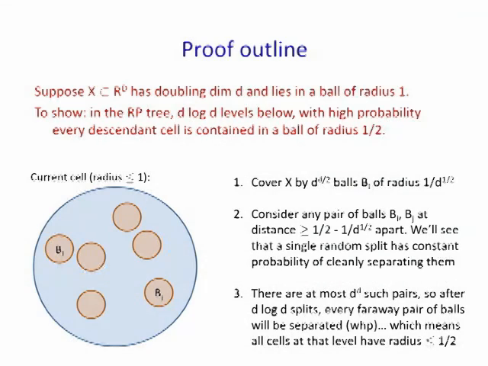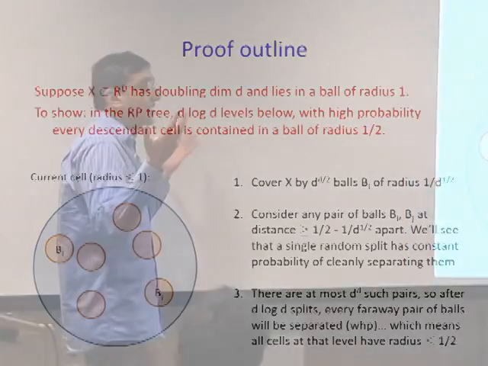And so the only balls that are left together in the same cell are those that are close together. And therefore, the radius, instead of being 1, is now only a half. The diameter is a half, okay? So I just have to explain why this is true.